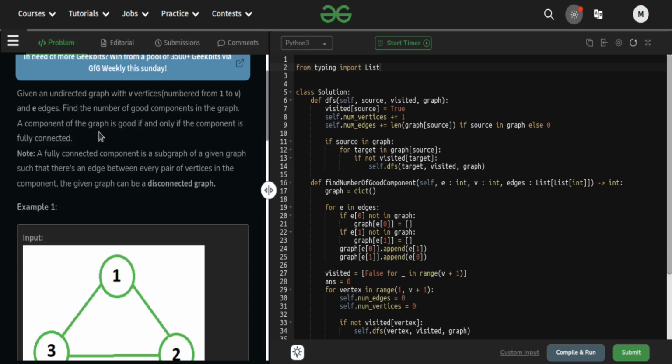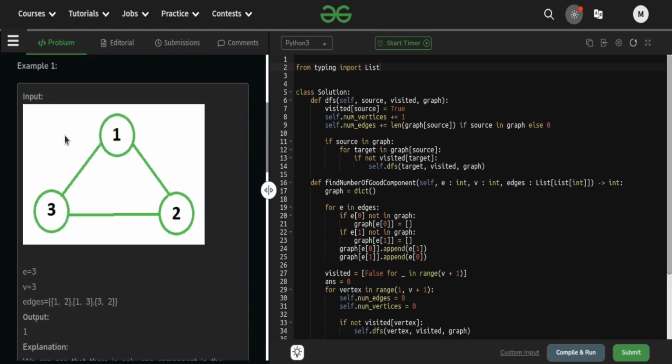A component of the graph is good if and only if the component is fully connected. A fully connected component is a subgraph of a given graph such that there is an edge between every pair of vertices in the component. The given graph can be a disconnected graph.